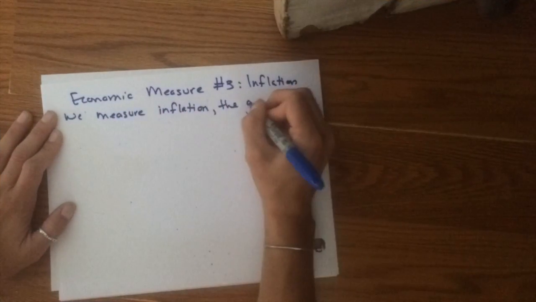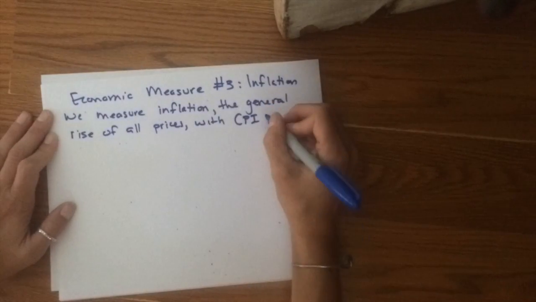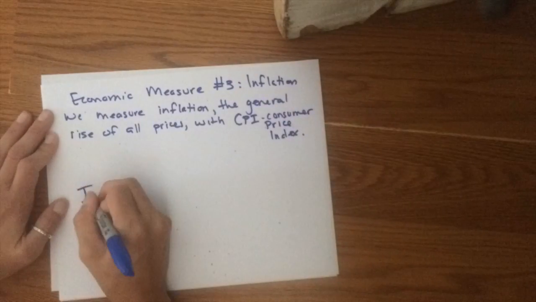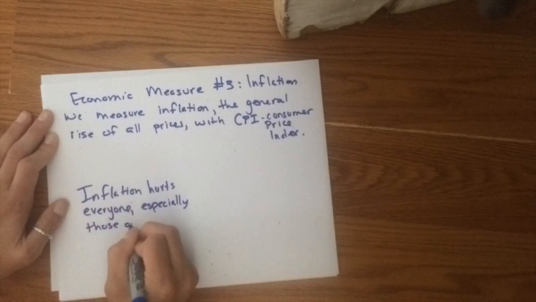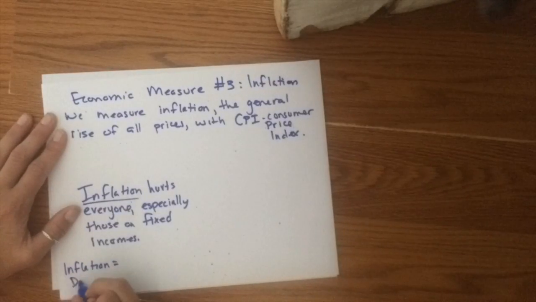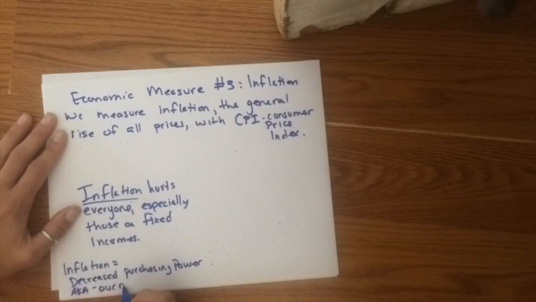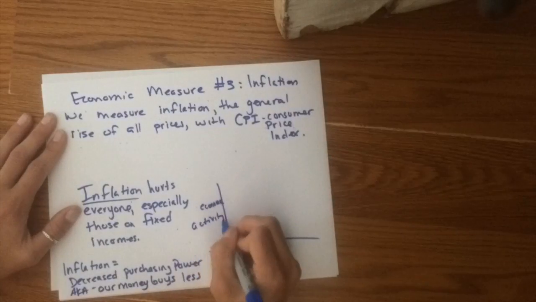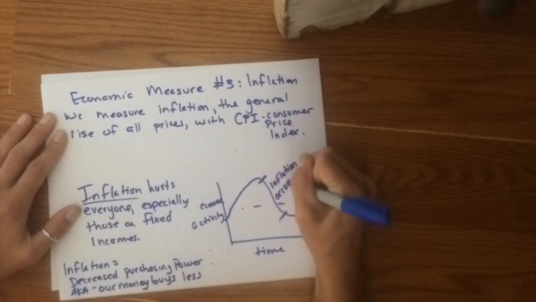The last economic measure is inflation, and we measure inflation, which is the general rise of all prices, by using something called CPI, or the Consumer Price Index, which is literally an index of prices from one year to the next. Inflation does hurt everyone, especially those on a fixed income, poor grandma and grandpa, and inflation decreases our purchasing power, which means as prices of goods and services go up, our money buys less. If you were to look at this on a business cycle, economic activity with inflation over time, anytime there's high inflation, you also see a dip in the business cycle because we can't buy as much.